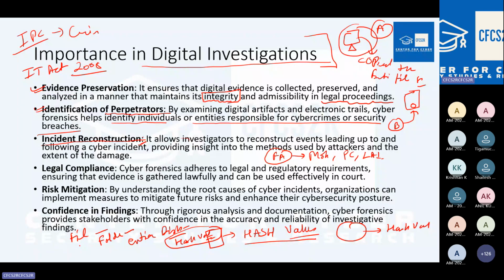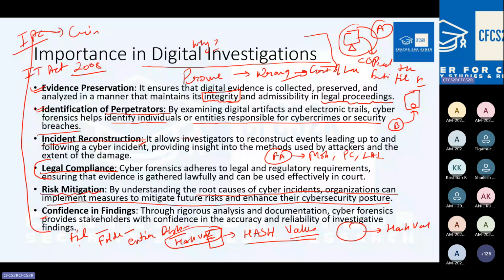The other important part of any investigation is legal compliance. Why are you doing any investigation? Because you want to prove that someone has done some wrong, and wrong can only be proved in the court of law. So legal compliance is a very important issue. Secondly, risk mitigation. By understanding the root cause analysis of any cyber incident, organizations can implement measures to mitigate future risk and enhance their cybersecurity posture. So this is an important area. Then confidence in findings. These are the important things that you must remember always.